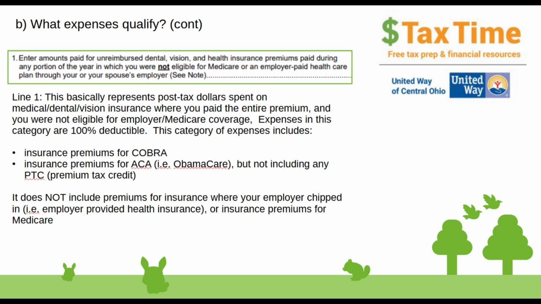Let's look closer at line 1. Line 1 basically represents post-tax dollars spent on medical, dental, vision insurance where you paid the entire premium and were not eligible for employer coverage or Medicare coverage. So the likely expenses that you'll see in this category are insurance premiums for COBRA insurance and insurance premiums for marketplace insurance, Obamacare, but not including any premium tax credit that was paid.